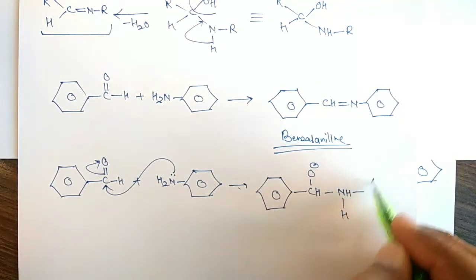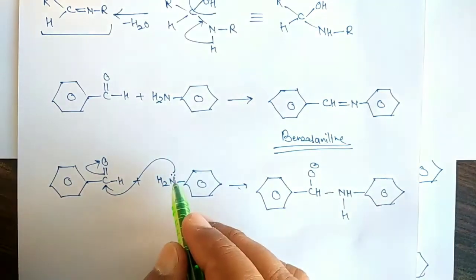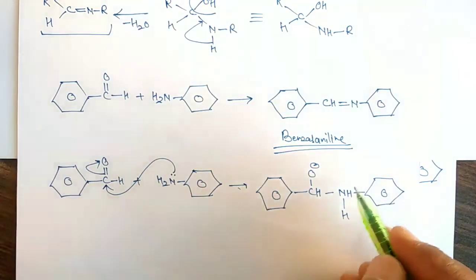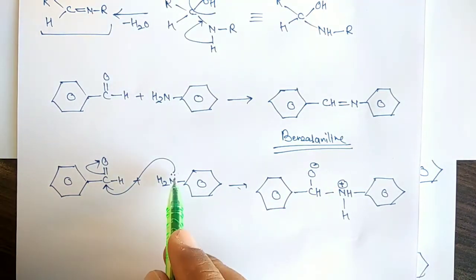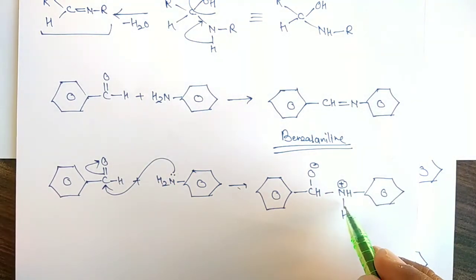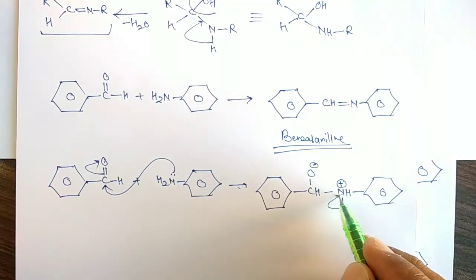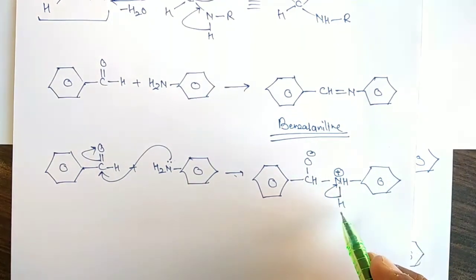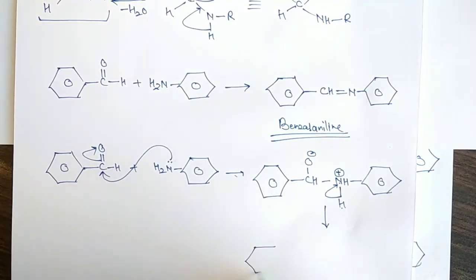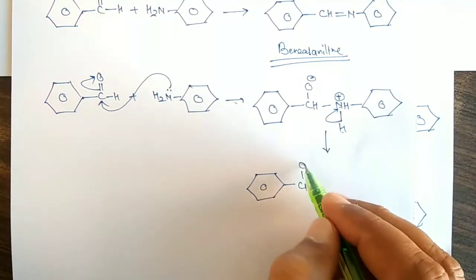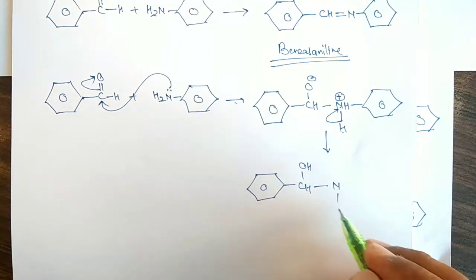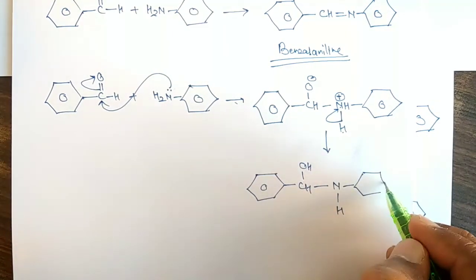This nitrogen has donated its lone pair to this carbon, and therefore this nitrogen carries which charge? Positive. Now this nitrogen is more electronegative than this hydrogen. So therefore it withdraws the electron density toward itself, and therefore the nitrogen's positive charge will finish. This H will carry positive. So therefore this H positive will combine with this O negative, and therefore what we will get here? Here is the CH, here is OH, here is N, here is H, and it is like this way.